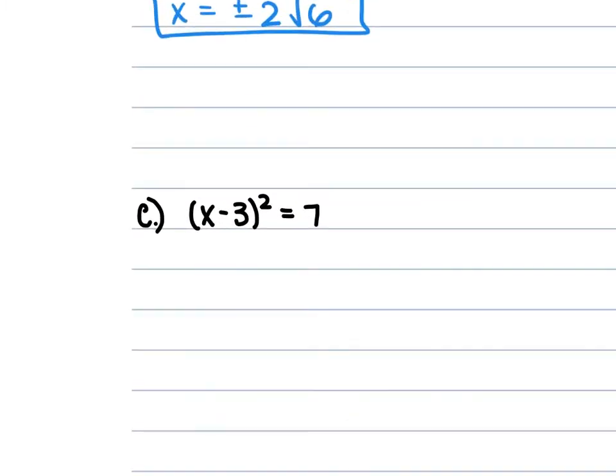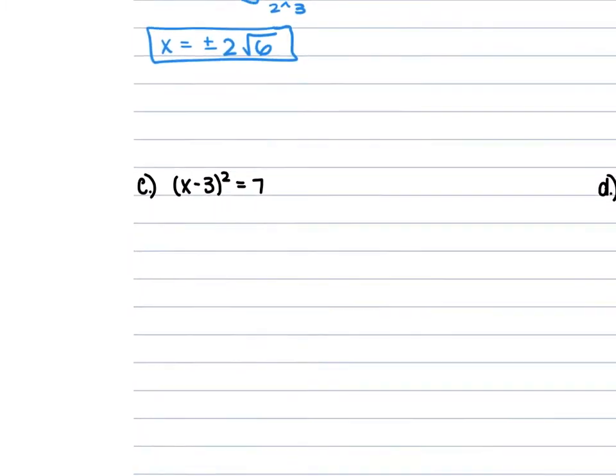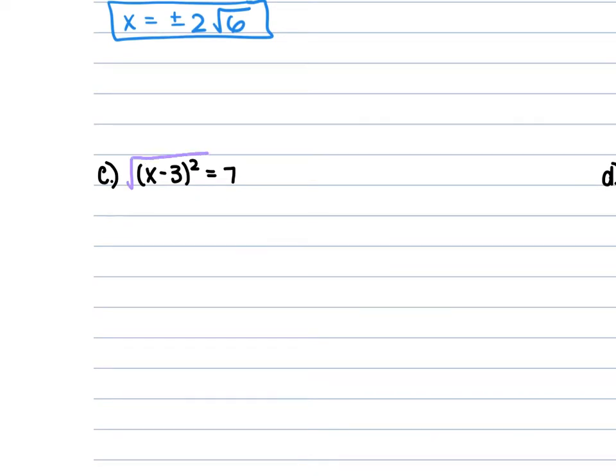For C, we have x minus 3 squared is equal to 7. So we're going to start this one by just taking the square root of both sides. We can't take the square root of 7, so it's going to just be x minus 3 is equal to plus or minus the square root of 7. Move the 3 over by adding it. And we have x is equal to 3 plus or minus the square root of 7.